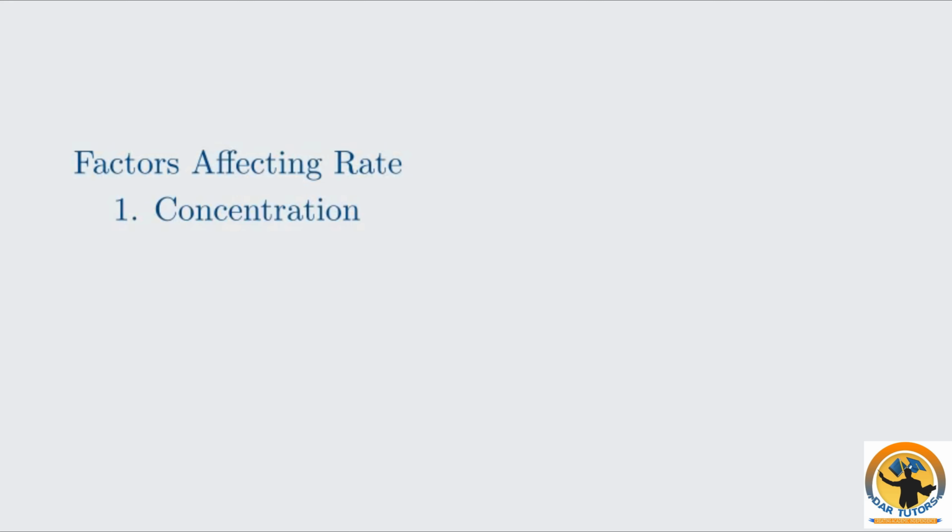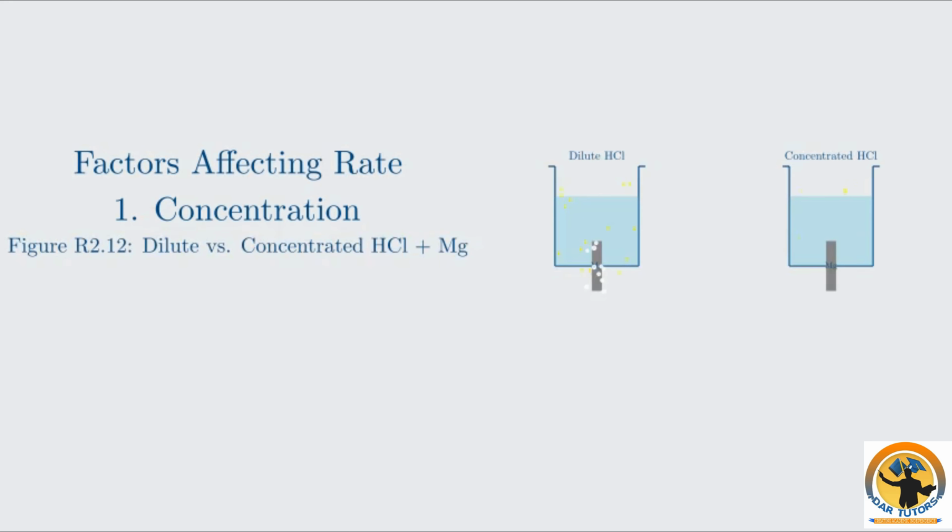This leads to an increase in the frequency of collisions between reactant particles. More collisions per unit time means a greater chance of successful collisions, and thus, a faster rate of reaction. For example, magnesium reacts faster in concentrated hydrochloric acid than in dilute hydrochloric acid, because the higher concentration of hydrogen ions results in more frequent collisions with the magnesium surface.